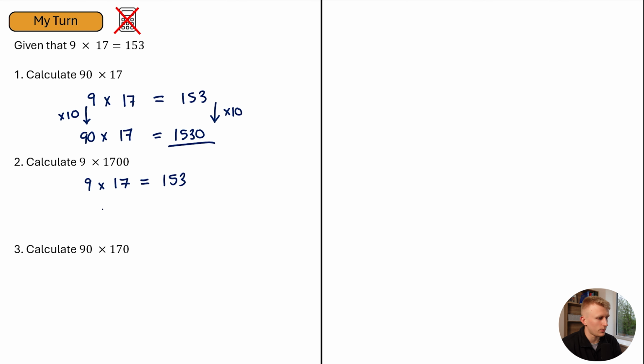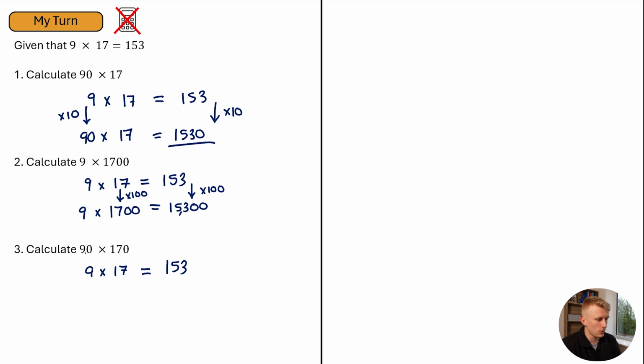Okay, let's look at the second one. Calculate 9 multiplied by 1,700. So again, I've written out the calculation that we're going to use to help us do this. And then beneath it, I'm going to write out the calculation that we need to do. And I want to look and see, okay, what changes have I made to the numbers that I'm multiplying by? So I have increased 17 by 100-fold. I've multiplied it by 100. So I know that my overall answer is also going to be 100 times greater. I'll do 153 multiplied by 100 to give me 15,300.